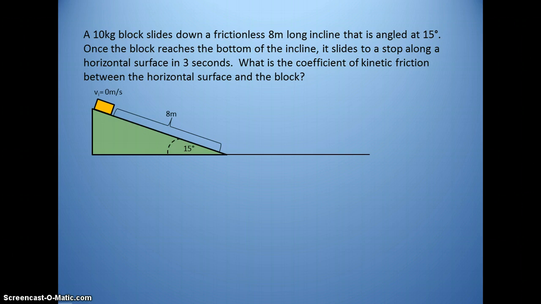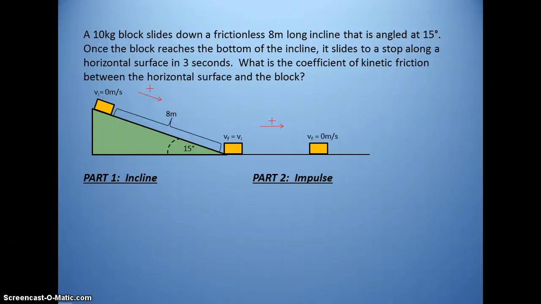Here we have our incline, 8 meters long, angle 15 degrees, initial velocity is 0. At the bottom of any two-part problem, please remember that the final velocity for part 1 becomes the initial velocity for part 2, in which the block skids for a time of 3 seconds and comes to a stop. I've added here the labeling of the positive direction, which I should have done in the previous problems, but it's sometimes useful to remind yourself the direction. In this case, the direction in which the object is moving is the positive direction. So the first part is simply an incline, and the second part is the impulse, the change in momentum.